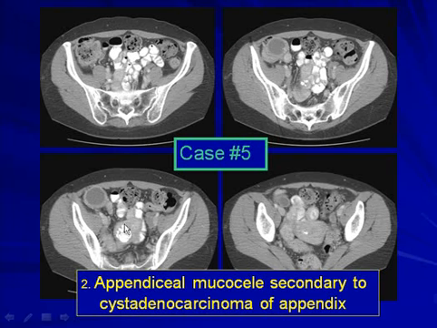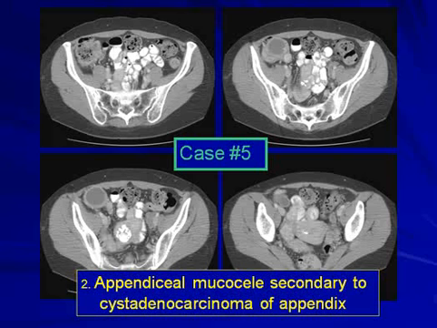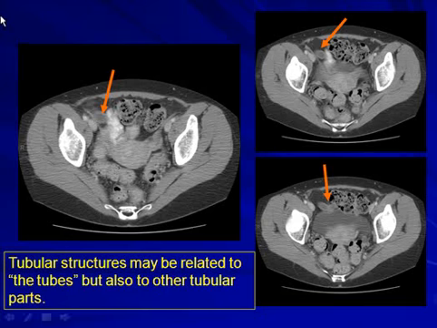We see her calcified myoma, and again we see this round structure with a soft tissue rim and fluid on the inside. This was an appendiceal mucocele secondary to a cystadenocarcinoma of the appendix, which could mimic appendicitis or a hydrosalpinx. Remember that tubular structures may be related to the tubes, but in women they may also be related to other tubular parts, such as here the appendix.